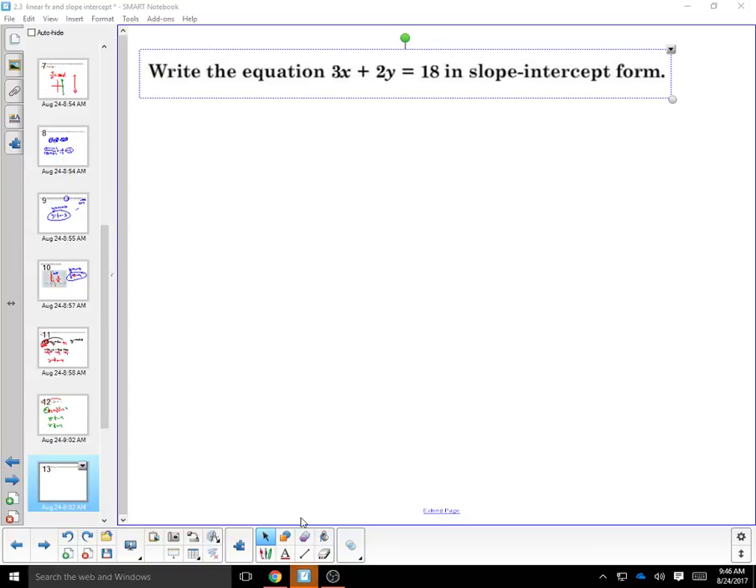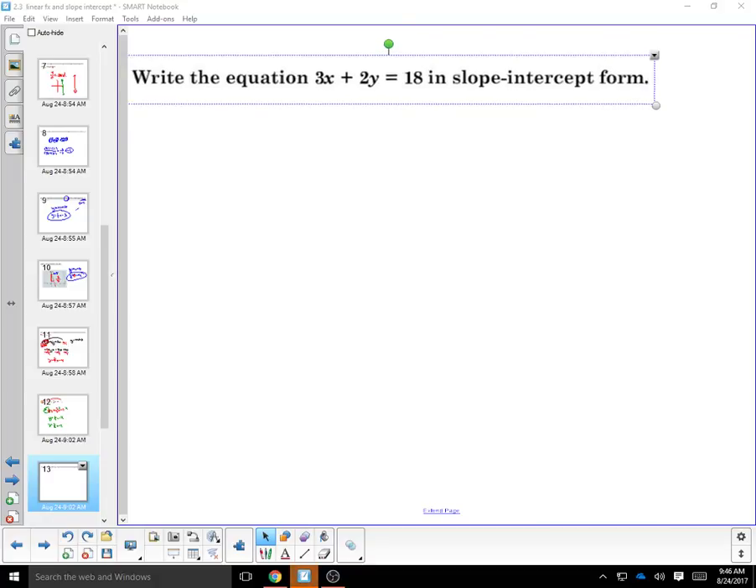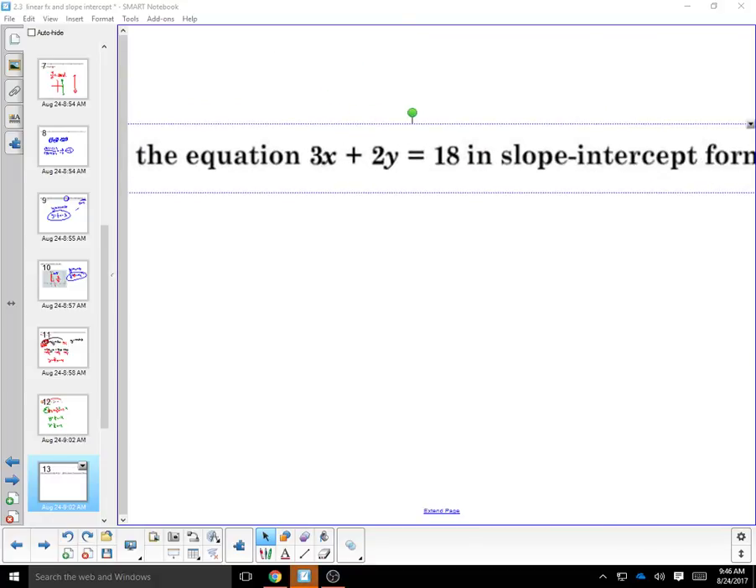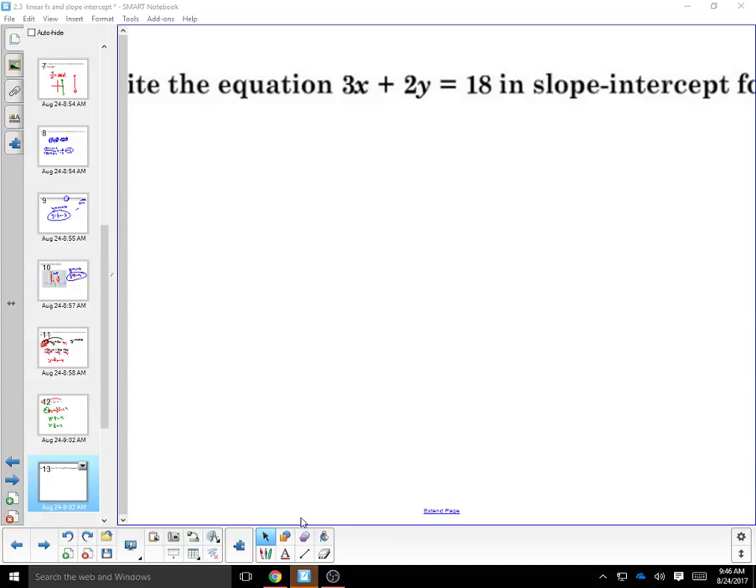Write the equation 3x plus 2y equals 18 in slope-intercept form. Go! This one's you. Write in slope-intercept form, please.